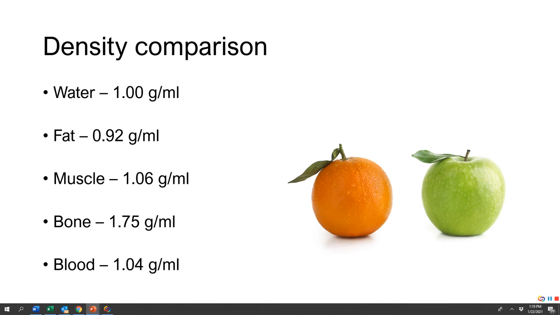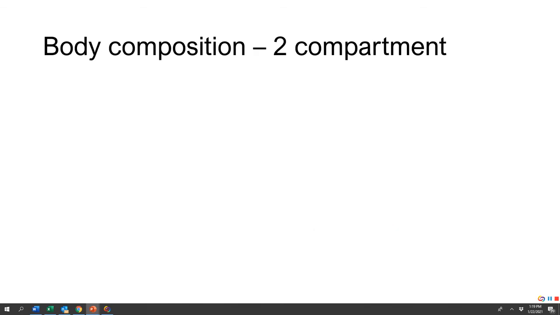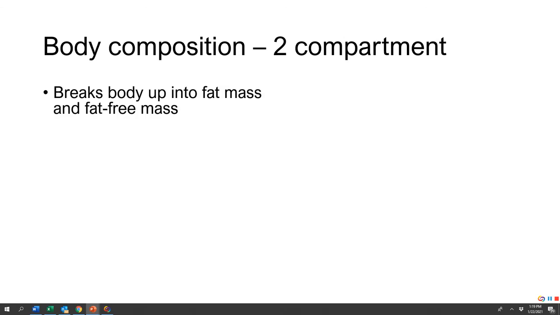Okay? And some things, such as bone, are very, very compact, very dense, and then you've got fat on the other end of the spectrum. So when it comes to these body composition models, at the basic level, we can do two things. One is the two-compartment model. With the two-compartment model, basically what you're doing is breaking the composition of your body up into fat mass and then everything else. Okay? And this is the one that's most commonly used.